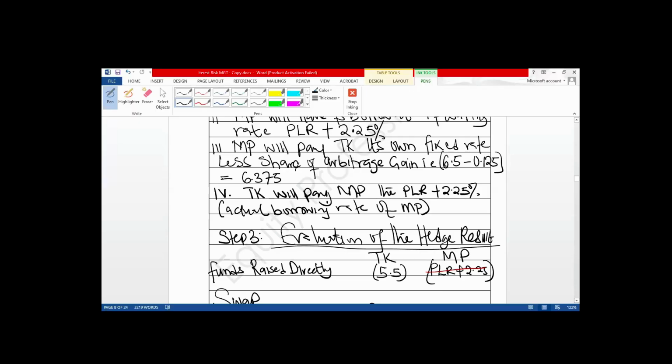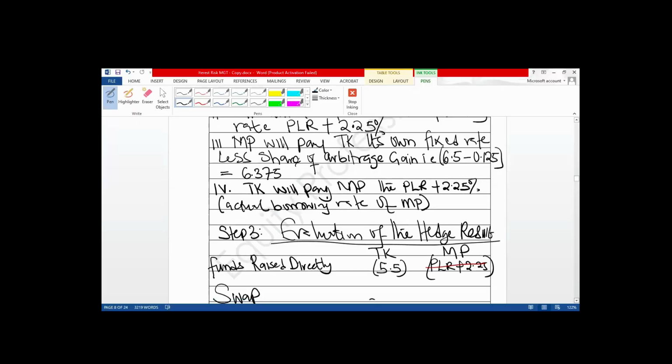These are the 4 things needed. This design will now be used for your evaluation. Your step 2 will be used for your evaluation. Funds raised directly. If you look at number 1, we said TK should borrow at 5.5, while MP should borrow at prime lending rate plus 2.25. That is the money raised directly by the 2 parties.